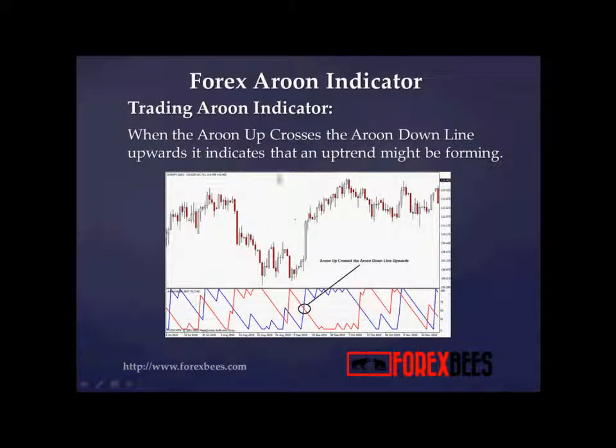When the Aroon up crosses the Aroon down line upwards, it indicates that an uptrend might be forming. In this picture, you can see that the blue line crossed the red line upwards. That means the Aroon up line crossed the Aroon down line upwards, and you can see a strong uptrend has formed.